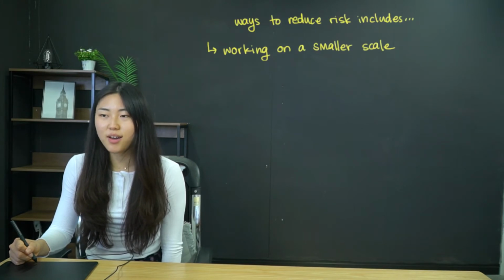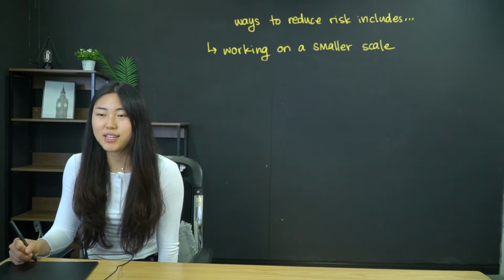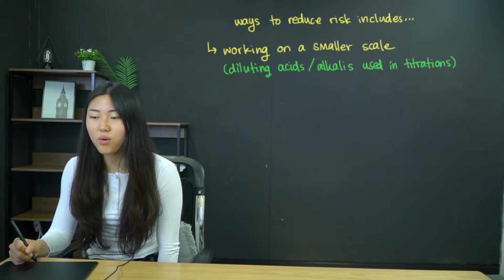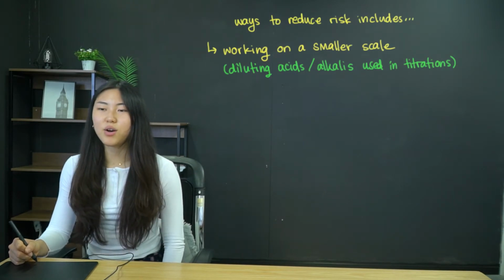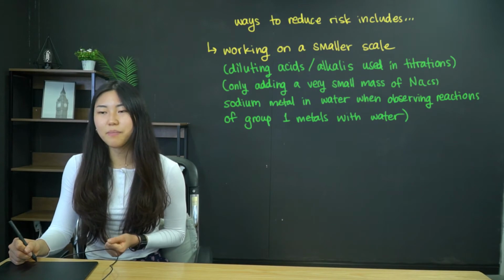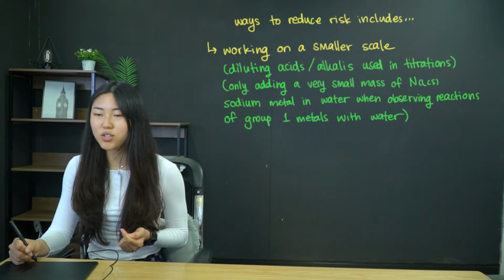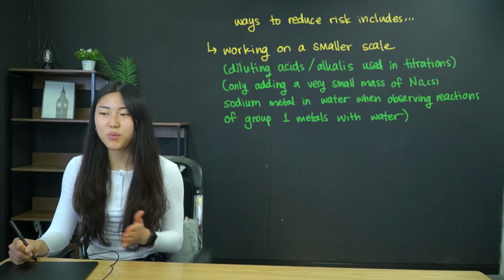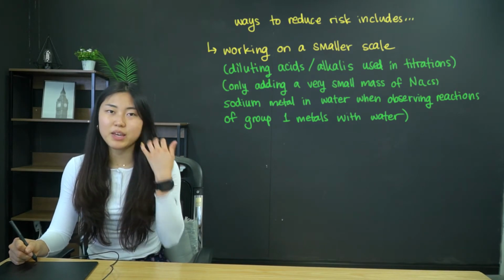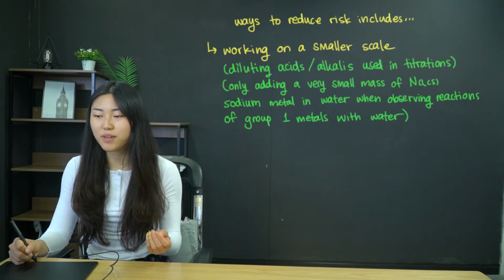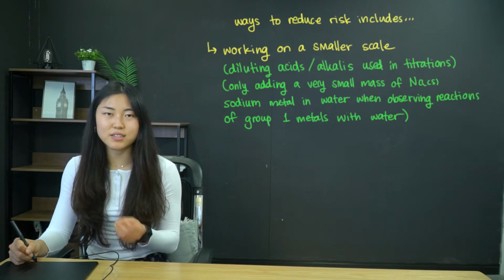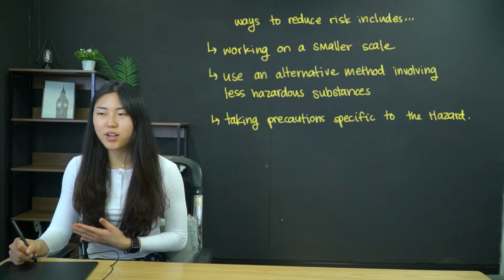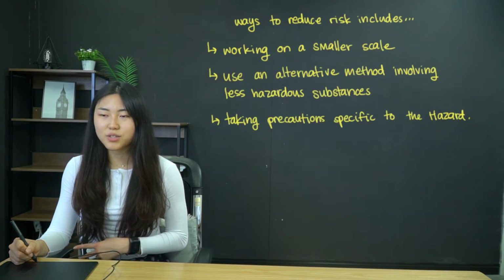So there are some ways to reduce risks. These are working on a smaller scale, first of all. So first, you can dilute acids or alkalis used in titration so that their concentrations are very low because they're corrosive, right? And only adding a very small amount of sodium metal in water when observing reactions of group 1 metals with water, because group 1 metals react very vigorously with water. So for example, with potassium, it literally burns. It catches on flame, okay? And there's a lot of effervescence of hydrogen gas being produced, okay?